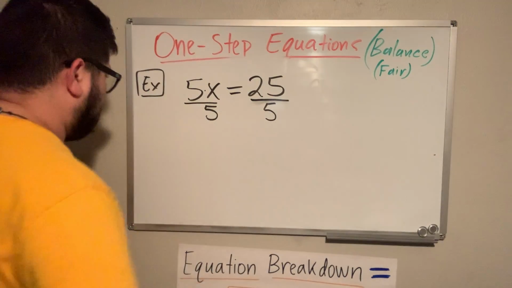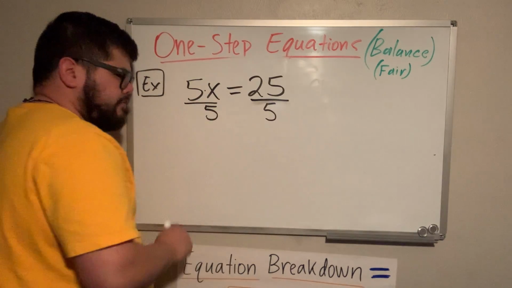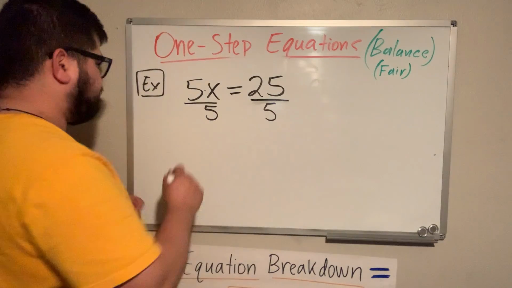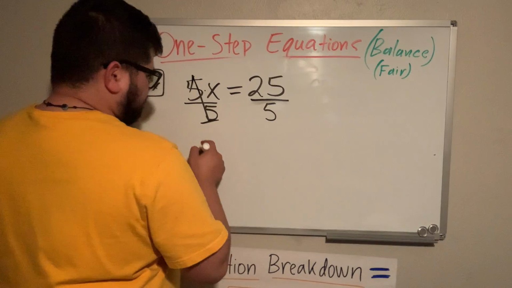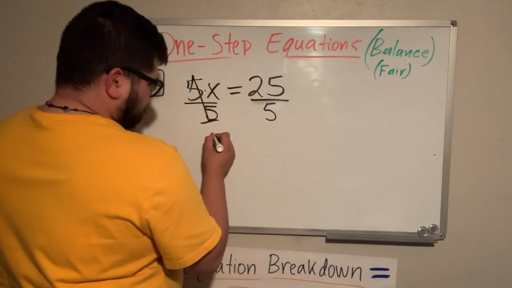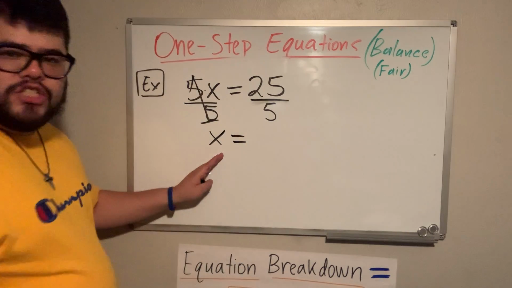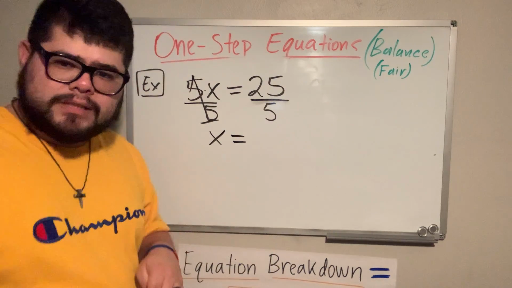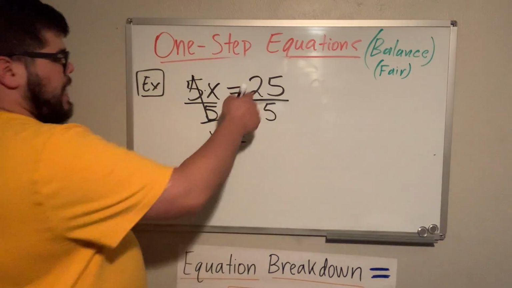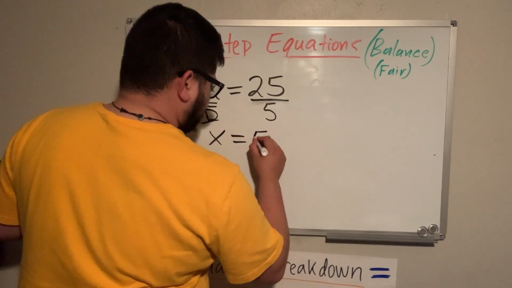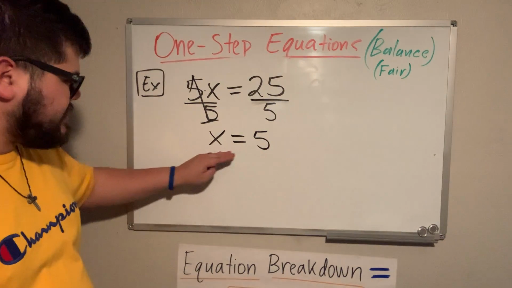Now, we've got to simplify stuff. So what's 5 divided by 5? 1. So when you cross them out, you can even do a little 1 right there, right? 1 times x. What's 1 times x? X. Equal sign comes down. Because 1 times anything is just itself, right? 1 times 7 is 7. 1 times 8, 8. 1 times 100 is 100. And now 25 divided by 5, we get what? 5. Okay? We believe our solution, x, is equal to 5.